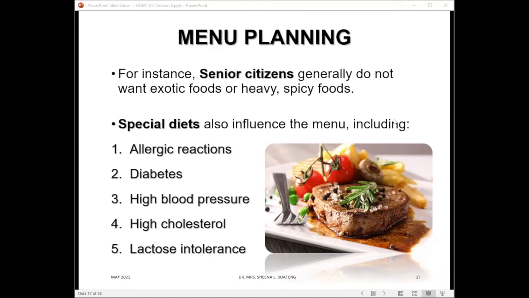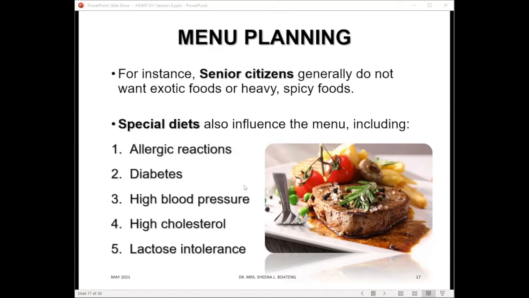Now, other forms of special diets that can influence your menu include, like I said, people who have allergic reactions to certain kinds of food. And then we also have the diabetic patients. And then those who have high blood pressure, who cannot consume a lot of salt or sodium, right? So we have the high cholesterol people. Then we also have the lactose intolerant people. These are all kinds of people who are on special diets based on various physiological and medical conditions.